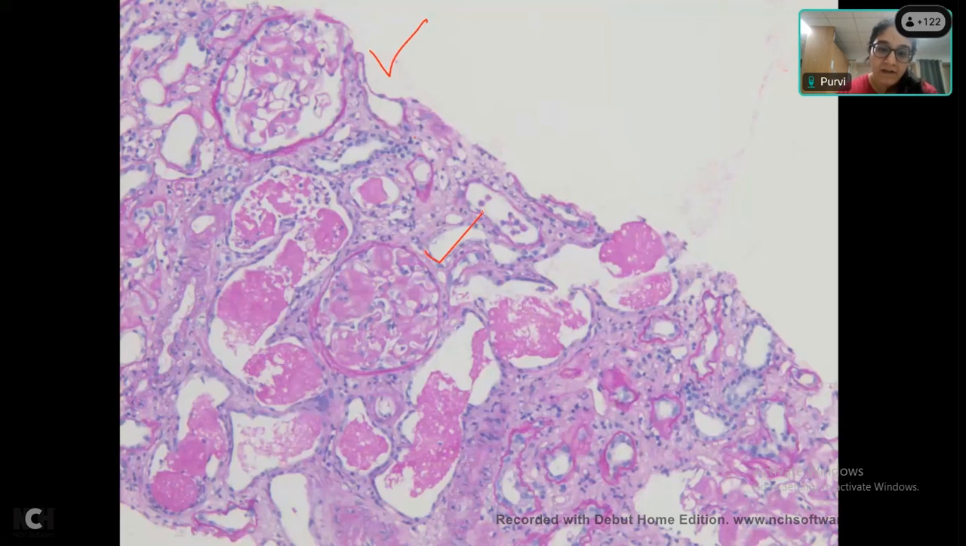There are Tamm-Horsfall casts which are disrupting the tubules, causing tubular damage, and the tubules are also apart. There is fibrosis, edema, and also inflammatory infiltrate. As we come below, we can also see atrophic tubules, which are smaller in size and showing wrinkling or corrugation of the basement membrane. Yes, sir, these ones.